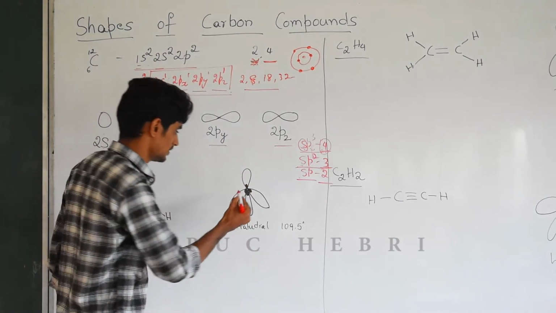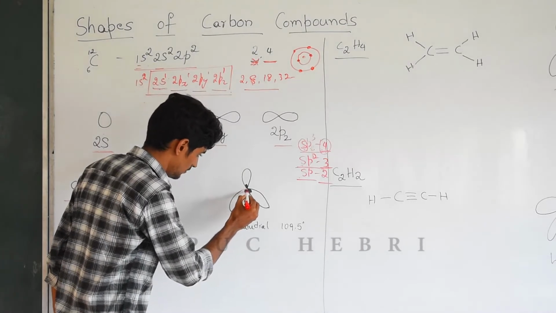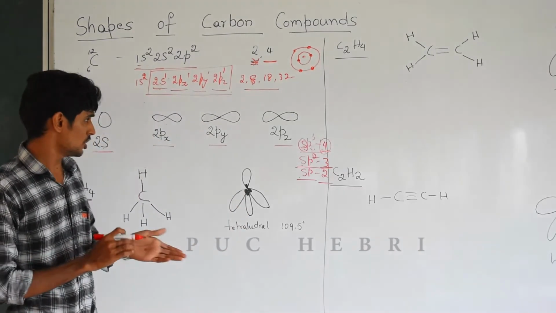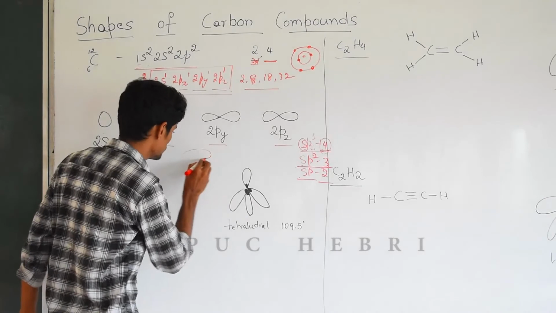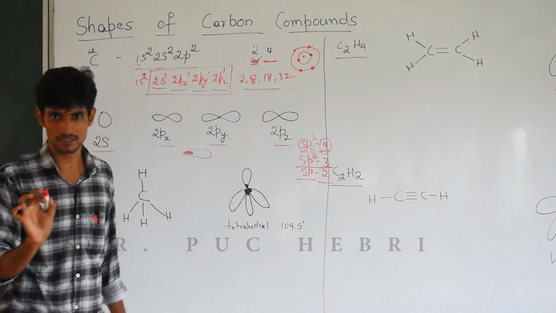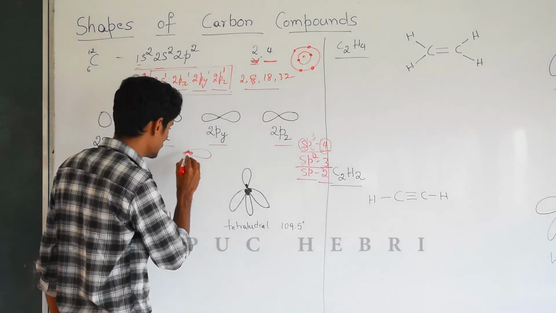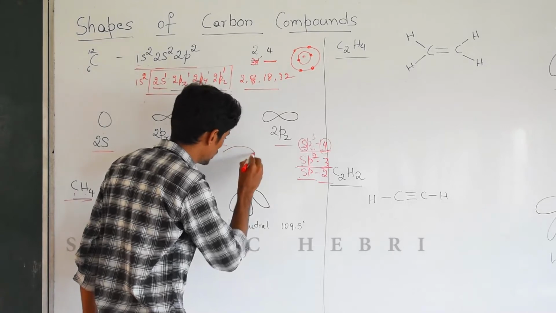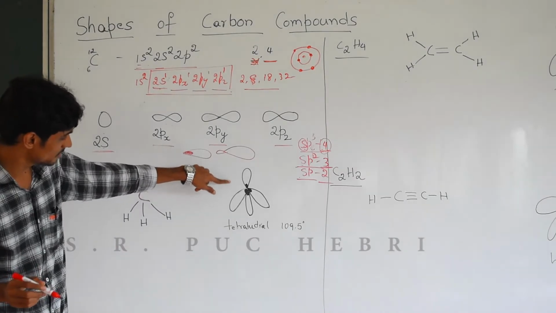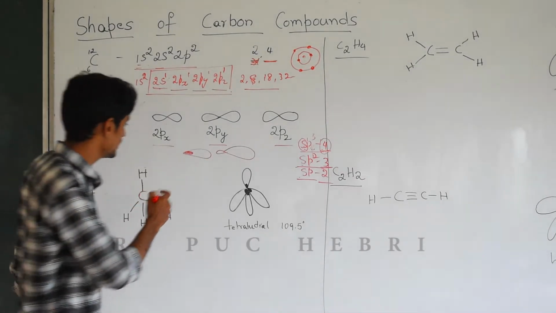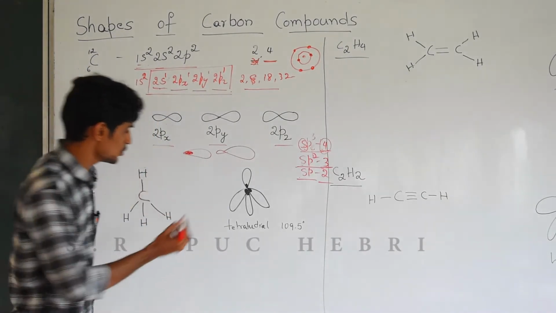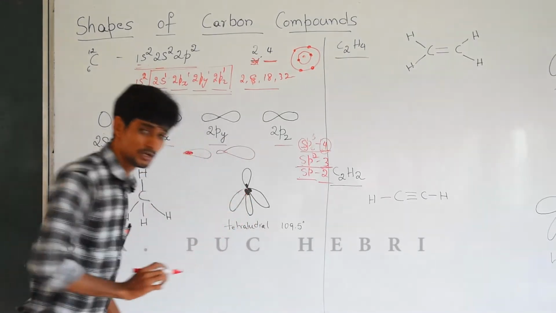The orbital I have written here is a hybrid orbital. The actual shape of the hybrid orbital may look like this, but if I draw it like this, it will be messy and will not look good. That's why I have represented this hybrid orbital like this. So you can see here four hybrid orbitals are there.